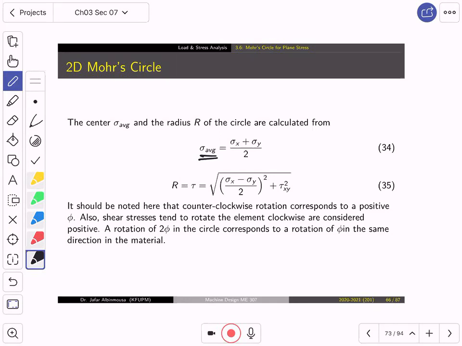It doesn't matter. Then we talked about the radius, the second important quantity, which is given by this equation. It's the square root of ((sigma x minus sigma y) over 2) squared plus tau xy squared. Again, this minus sign is coming from the equation. So if sigma y is negative, you will have minus minus. If sigma y is negative and sigma x is negative, you will have minus plus minus. They will be added. But the square will always even them out, so you will not get an imaginary solution.